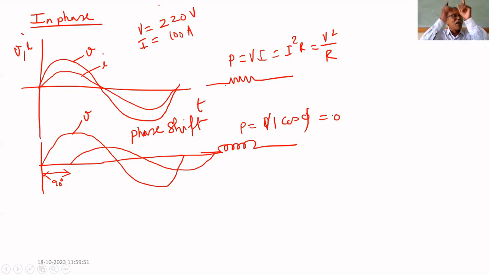Pure inductor means that. But copper has some resistance, that's why there will be heat. Let us assume that copper doesn't have any resistance. Pure coil means there will be a phase shift only.